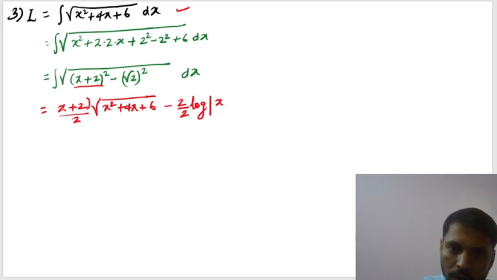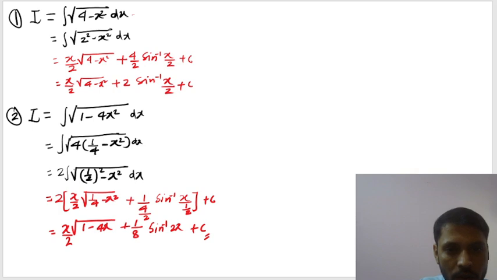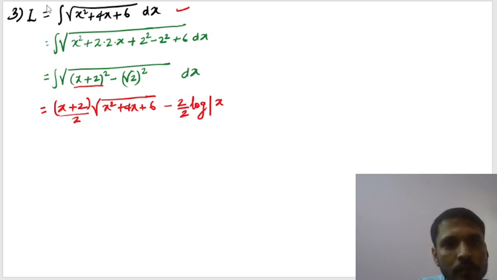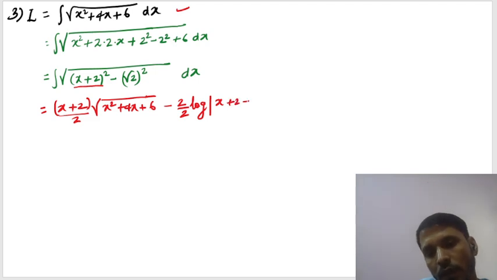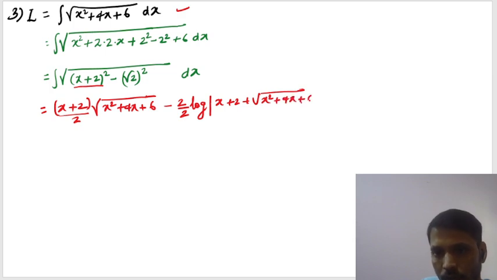Here we should take a bracket because it is multiplied with both. In previous questions also we did so, now here also. So now here we are taking x plus 2, and then what next? Under root of x square plus 4x plus 6, and then plus c.